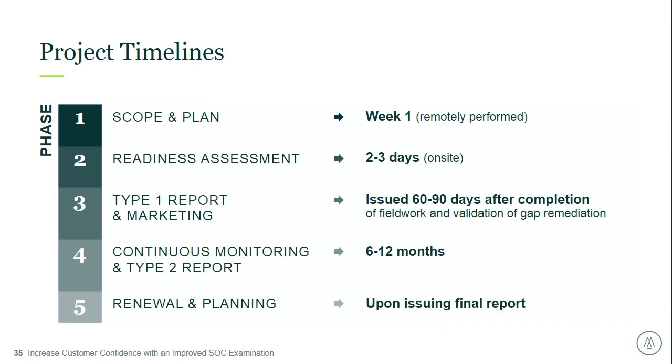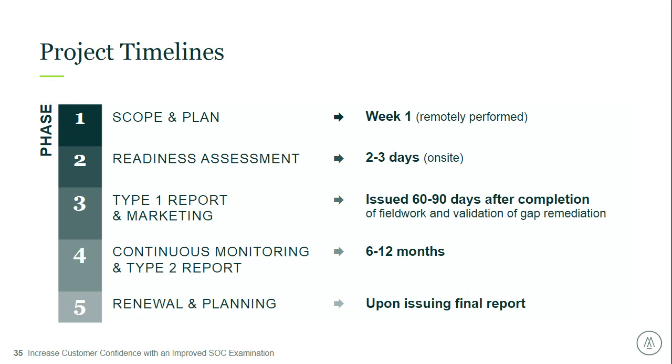So now we're going to talk about kind of timing on all of this and how long it takes. So the first phase of this is scope and planning. Typically takes about a week and it's done remote. The readiness assessment typically takes 2 or 3 days on site for the service auditor, but if you add in there the time it takes to remediate gaps, internal control gaps and all that, what we find is typically about 3 or 4 months is the sweet spot in order for a service organization to remediate all those gaps.